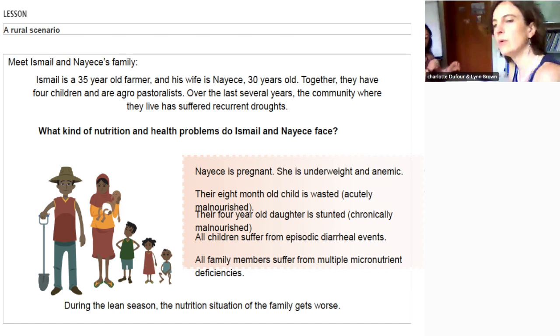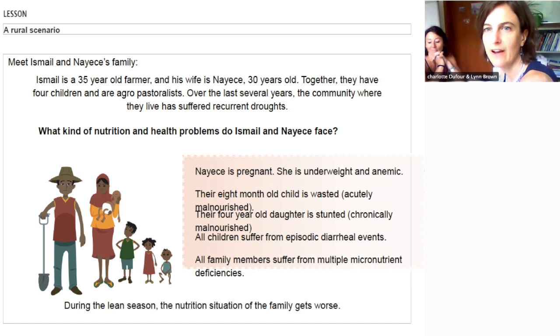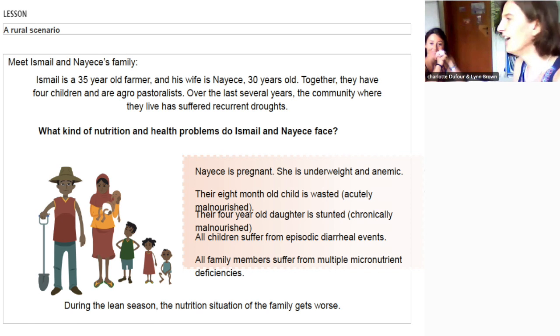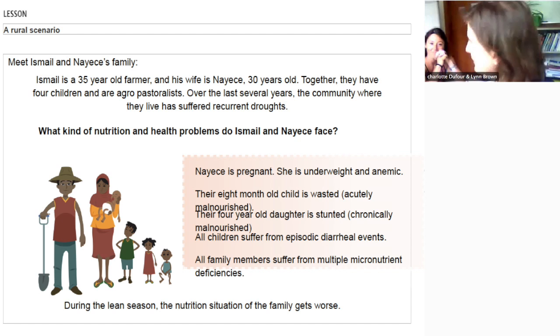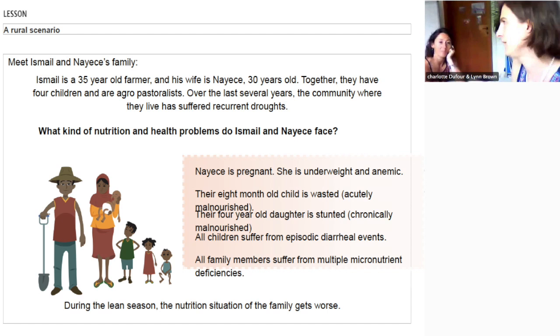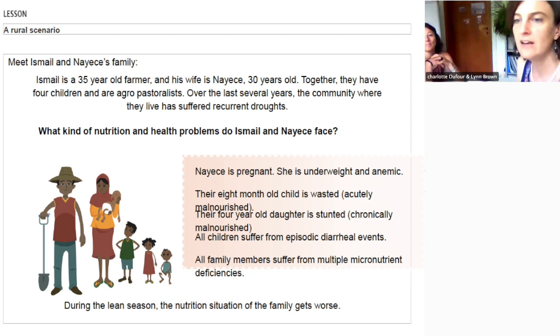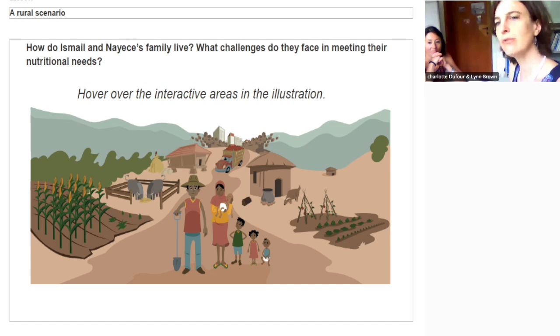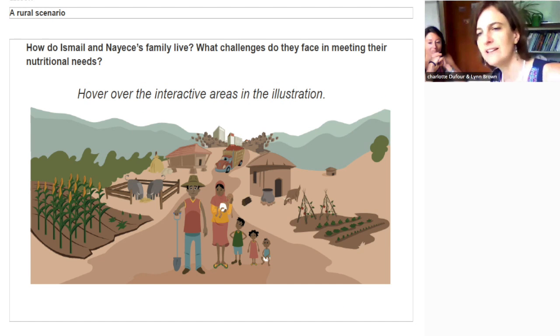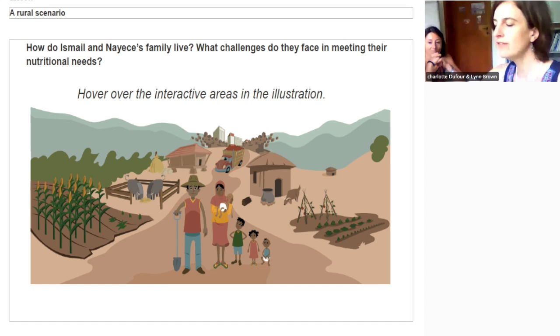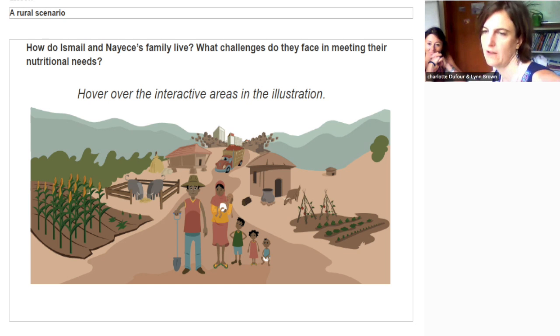To introduce the whole thing, we work with two scenarios. One is a rural family, Ismail and Nayase, who are our farmers, and who face all sorts of challenges in terms of producing food. They face drought, they don't have access to good seeds, they don't have storage facilities, they don't have access to markets, etc. Their whole family is malnourished. So we really look at their environment and see how the various functions of the food system are related to that, and how that is shaping the nutritional problems. And then later, the solutions we can think about.